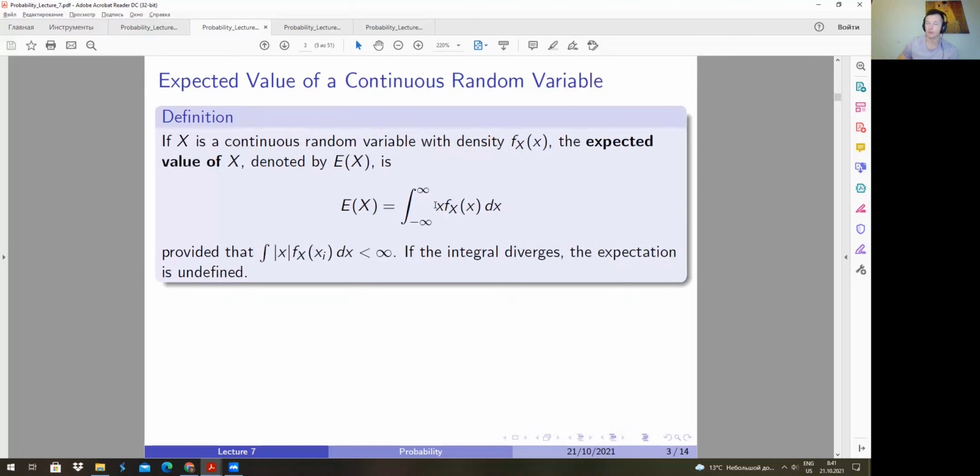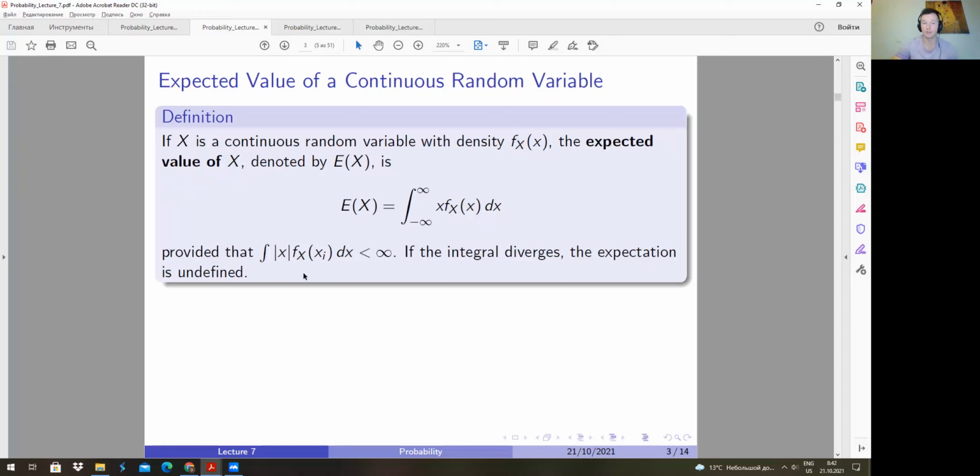Why from minus infinity to plus infinity? Because for a continuous random variable, we have the whole range of real numbers as potential values. And one additional difference here is that instead of the probability mass function p of x, I am using the probability density function f of x. That's it. So that's the same thing, the same idea, with a slight transformation to the continuous case.